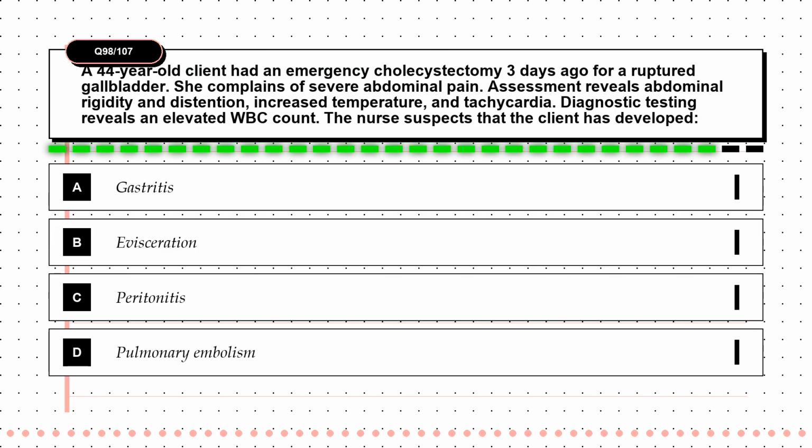Question 98. A 44-year-old client had an emergency cholecystectomy 3 days ago for a ruptured gallbladder. She complains of severe abdominal pain. Assessment reveals abdominal rigidity and distension, increased temperature, and tachycardia. Diagnostic testing reveals an elevated WBC count. The nurse suspects that the client has developed. Here are the options. Option A. Gastritis. Option B. Evisceration. Option C. Peritonitis. Option D. Pulmonary embolism.